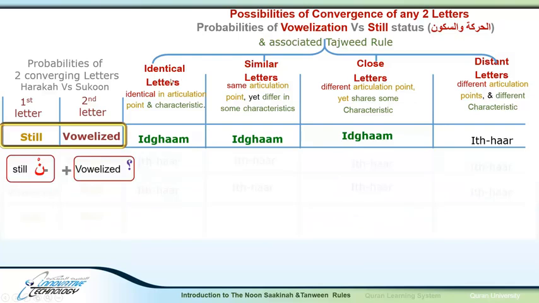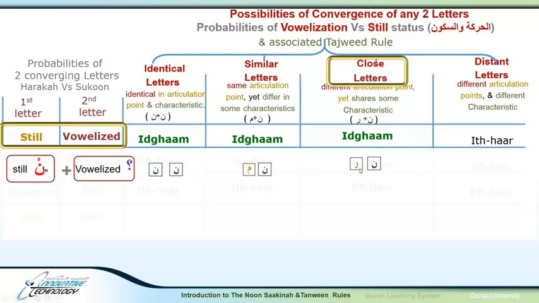An example of identical letters where the Noon Sakinah is the first is basically having a Noon and a Noon. Another example of similar letters with a Noon Sakinah is a Noon with a Mim. Both are coming from or sharing the nasal articulation zone. Now, an example of close letters is the Noon and Ra, and an example of distant letters is the Noon and Ain. So the Noon Sakinah followed by any vowelized letter would have all the 4 possibilities, and it has its special Tajweed rules, as we're going to explore in the next few minutes.